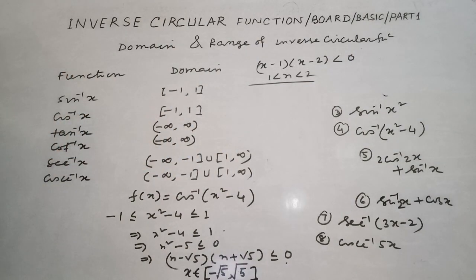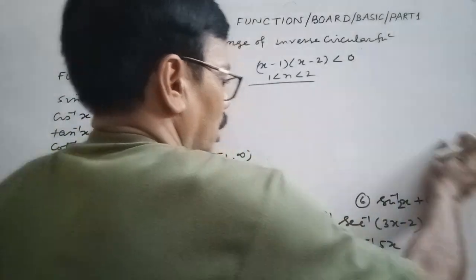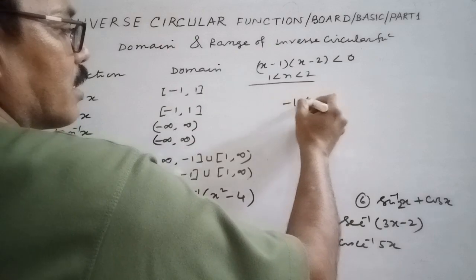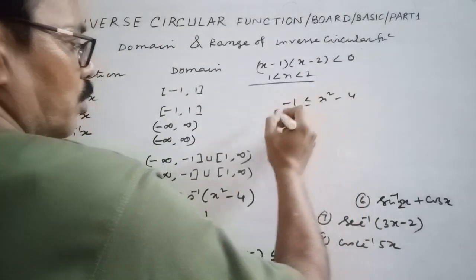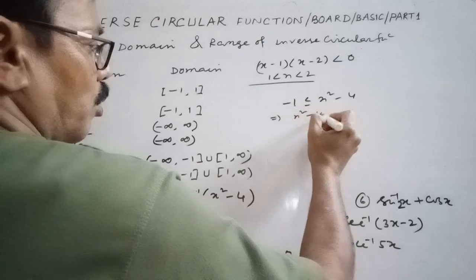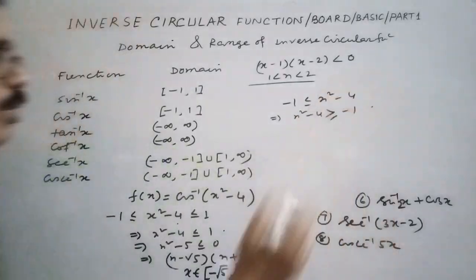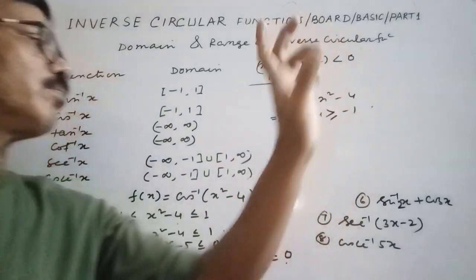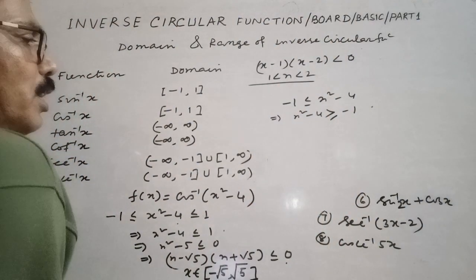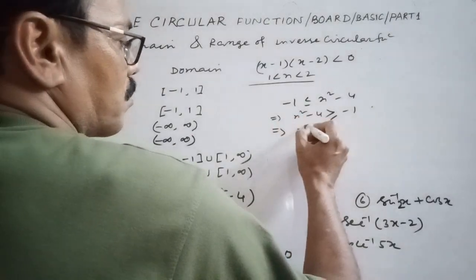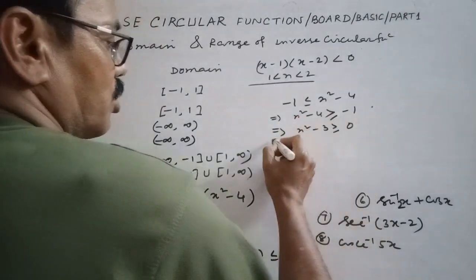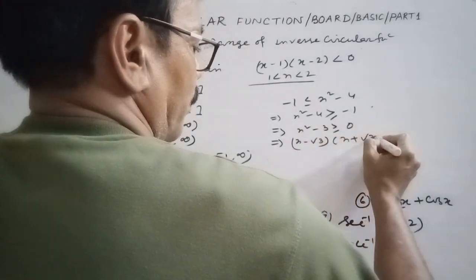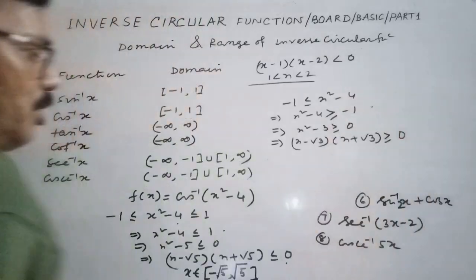Now, one more. Minus 1 less than or equal to x square minus 4, or you can write it in a reverse form, x square minus 4 greater than or equal to minus 1. So x square minus 3 greater than or equal to 0. So (x minus root 3)(x plus root 3) greater than or equal to 0.